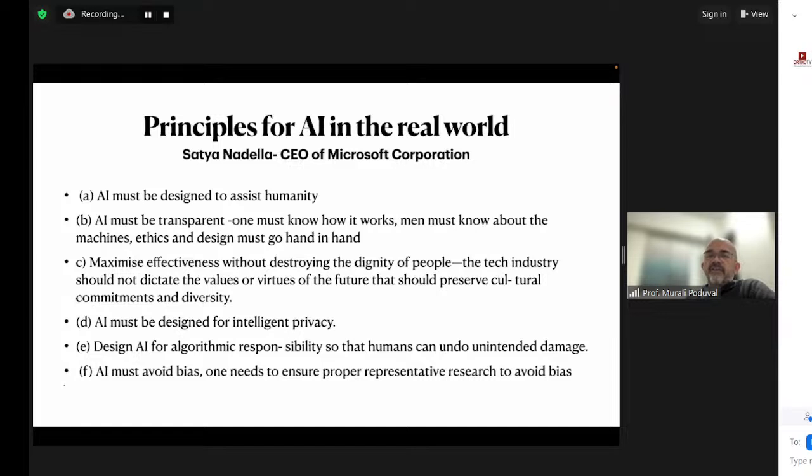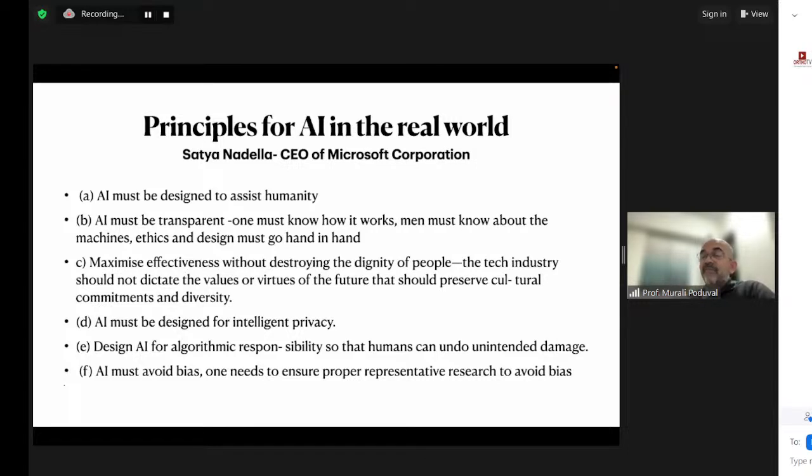And I'd like to finish in the next 2 slides. What Satya Nadella spoke about on Slack, some years ago, were principles for AI in the real world: that AI must be designed to assist humanity. It must be transparent. One must know how it works, and men must know about the machine's ethics and design going hand in hand. You must maximize the effectiveness without destroying the dignity of people.